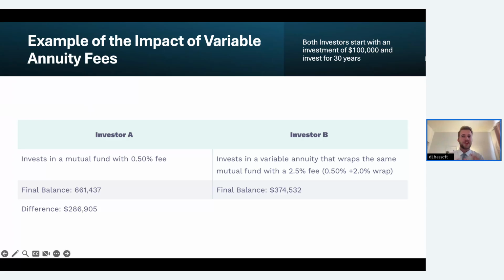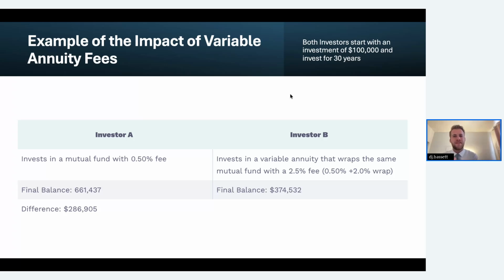So both investors start with an investment of $100,000 and invest for 30 years in a 401k. We're in a retirement environment in this case, and this is the impact of variable annuity fees. Investor A puts the $100,000 in a mutual fund with a 50 basis point, or 0.5%, fee. That is very common, just an active, run-of-the-mill mutual fund.